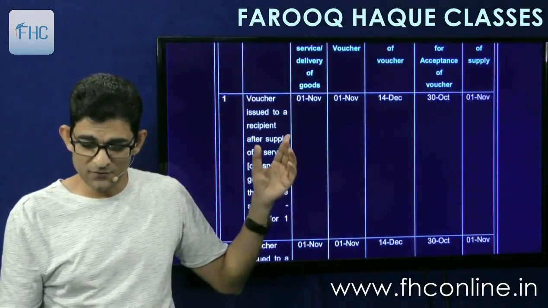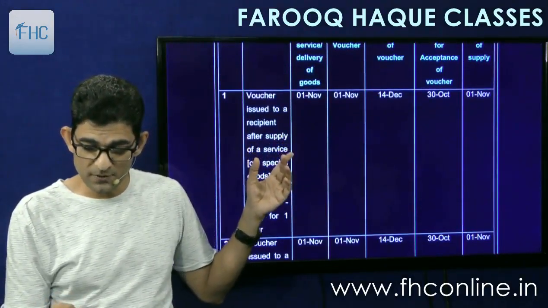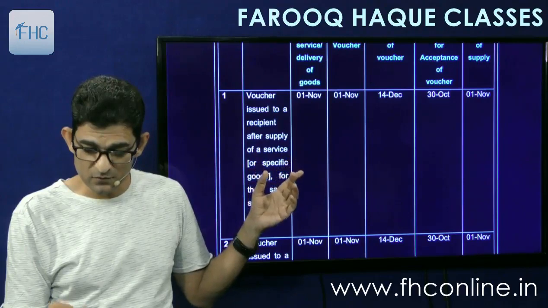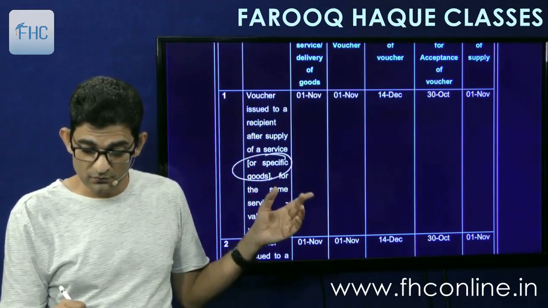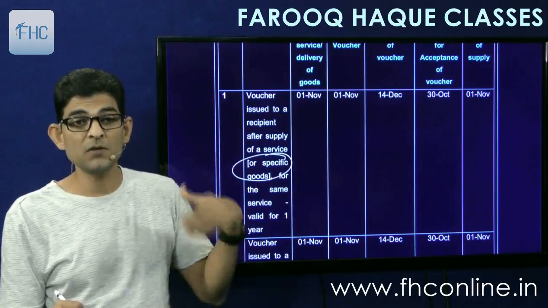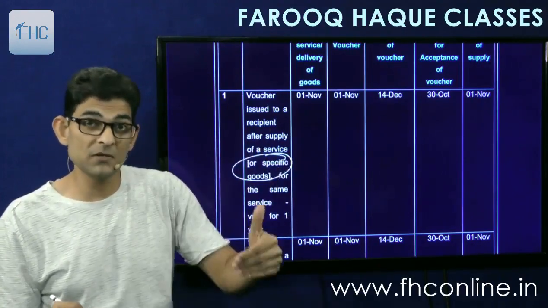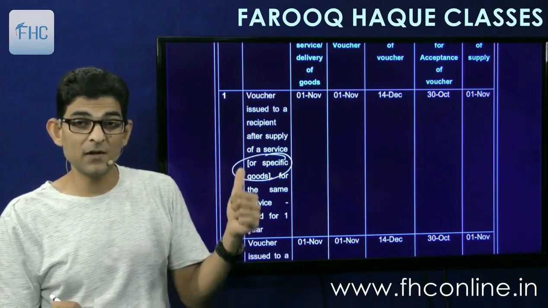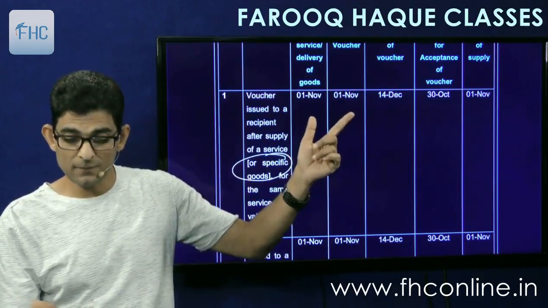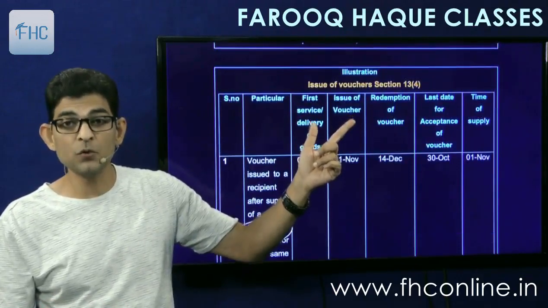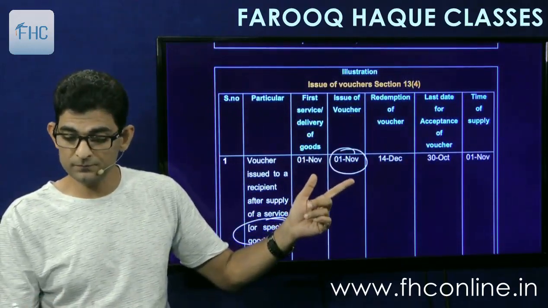So see, in the first case it says voucher issued to a recipient after supply of service, for specific goods or for the same service. Means you give one service and then you give a voucher to the other person that you can use this for the same service. So it is identified. If it is identified, then we'll take the issue of voucher date, 1st of November.